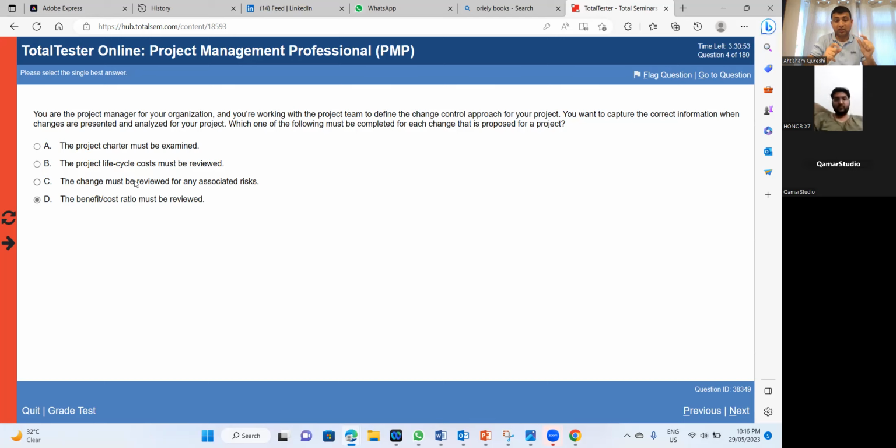This is the benefit. However, point C is that the change must be reviewed for any risk, which means that this change will impact the timelines of the project or your cost or your quality of the project. So it is not the revenue that you will earn after this product goes to the market, right? It's not the benefit that we are talking about in C. In D, we are talking about evaluating the benefit.